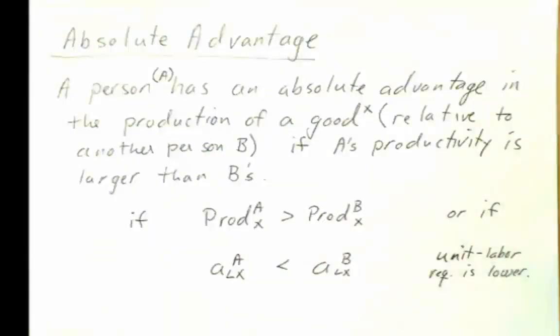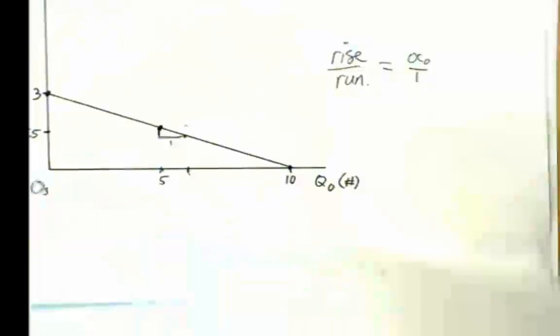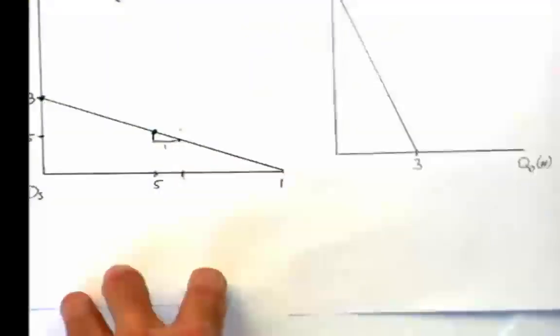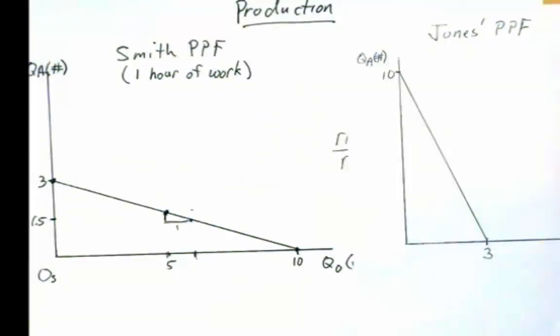Let's see if I can do this. There's Smith's PPF. There's Jones's PPF. Can we see both of those? Almost. From that, you know the productivity. So, who has the absolute advantage in the production of oranges, according to the graphs? Answer is Smith. Smith's productivity of oranges is 10. Jones's productivity of oranges is 3.